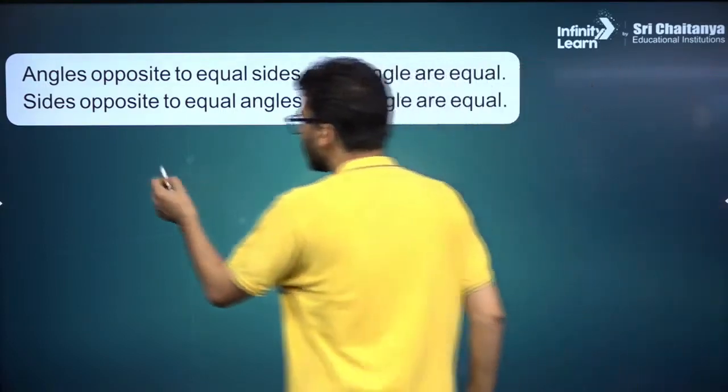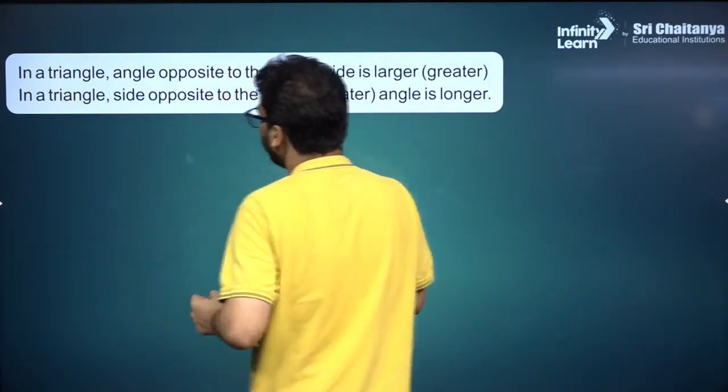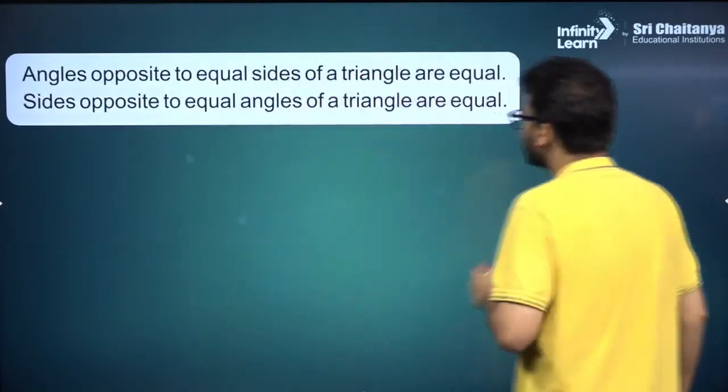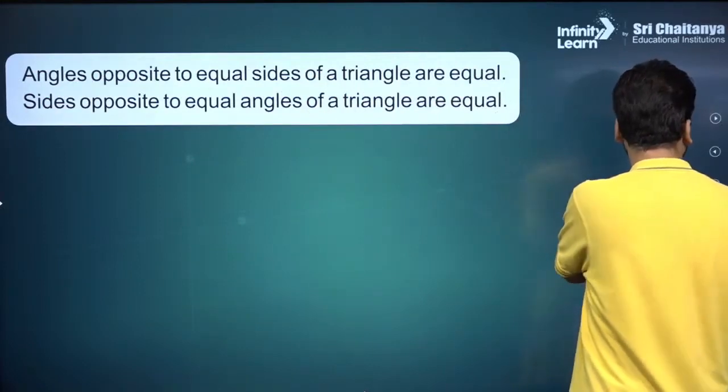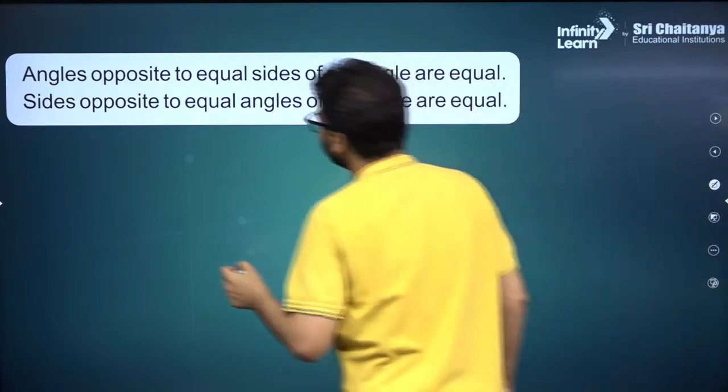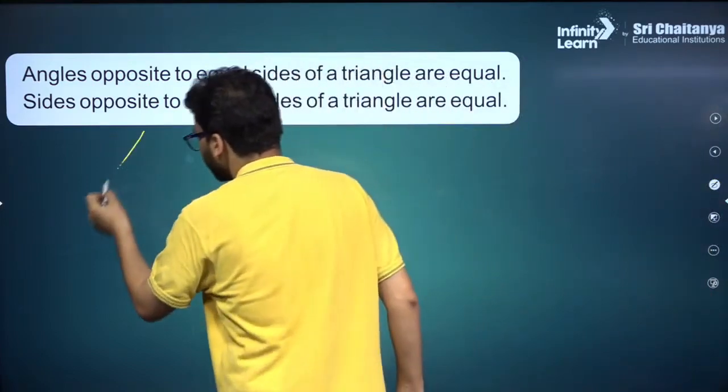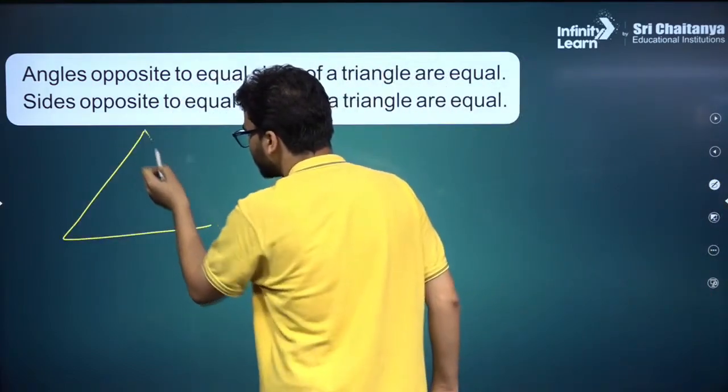So angles opposite to equal sides of a triangle are equal. Let us start with it. Angles opposite to equal sides of a triangle are equal. So if you have got a triangle over here, something like this.